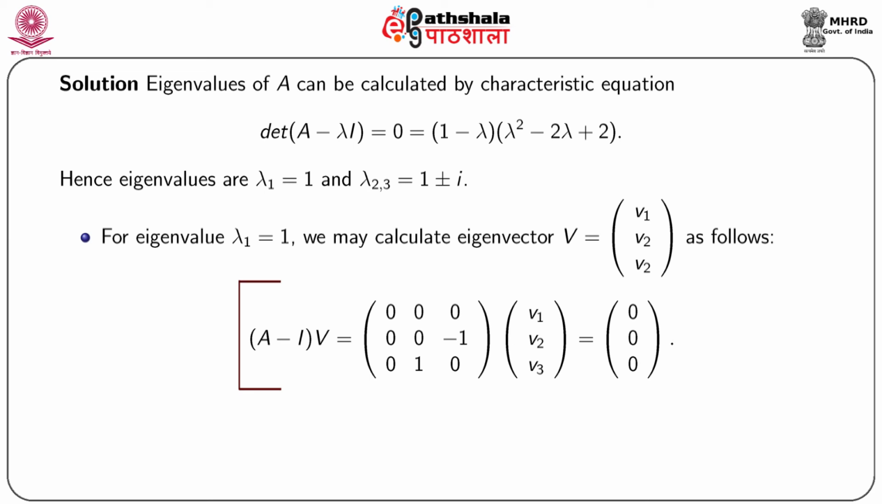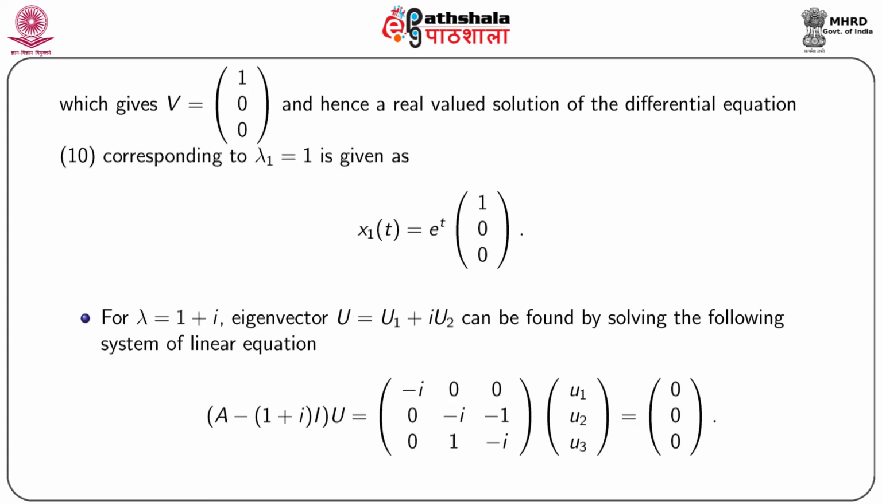Substituting the values of A and I and simplifying, we will get the matrix equation as 0 0 0, 0 0 minus 1, and 0 1 0 equal to 0, which gives 1 0 0 as one of the solutions of the system of equations, and hence we conclude that a real valued solution of the differential equation 10 corresponding to lambda 1 equal to 1 is given by x1(t) equal to e to the power t times 1 0 0.